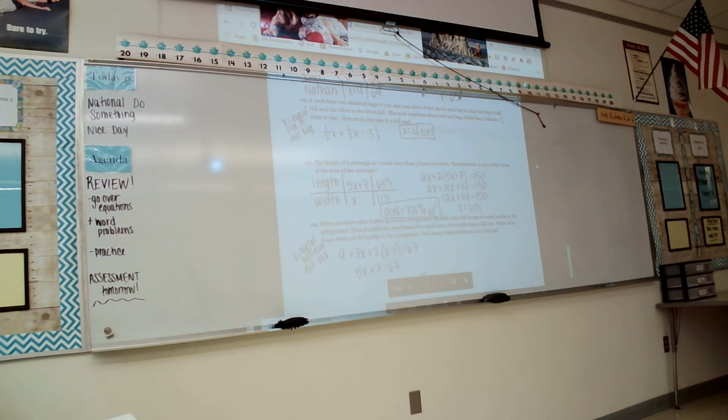10, we were talking about cooking bags of rice. And you can see I labeled what I'm looking for. Then I did my equation. I didn't show my work. I'm sorry, forgive me. I think I did it on a separate sheet of paper. So if you do it on a separate sheet of paper, just scan it. And then I got my answer.